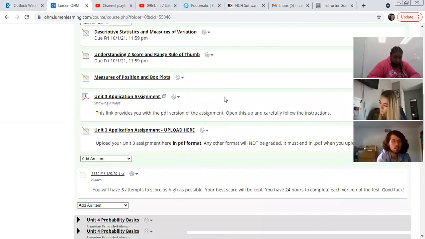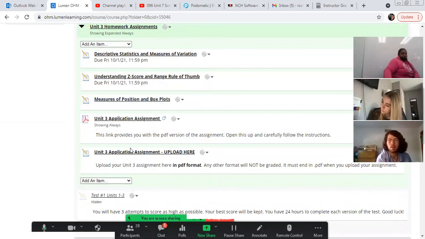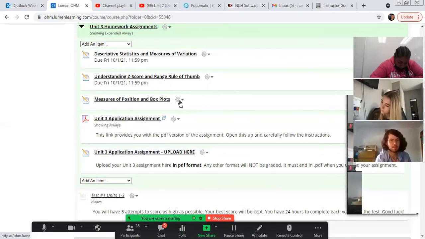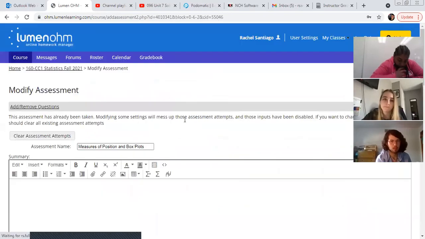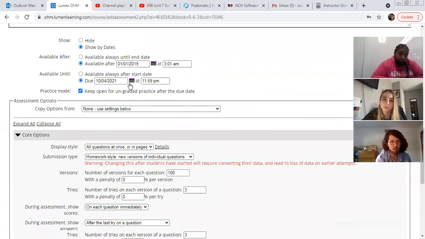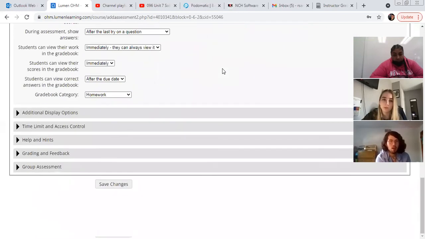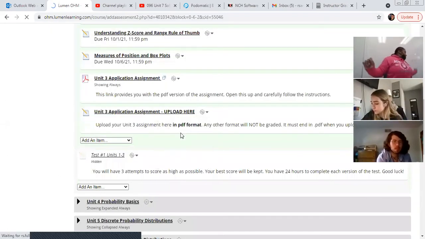Okay. Really quickly, let's come up with a due date for these 2 assignments, measures of position and box plots, and then the application assignment. What are you all thinking? Wednesday, the 6th. All right, let's do settings. So we've got a little over a week. So 2 of the assignments in Unit 3 are due this Friday. So is next Wednesday okay for everyone for those assignments? Yeah. Beautiful. Let's update that one. And let's update this one. You'll see that it has a due date here.